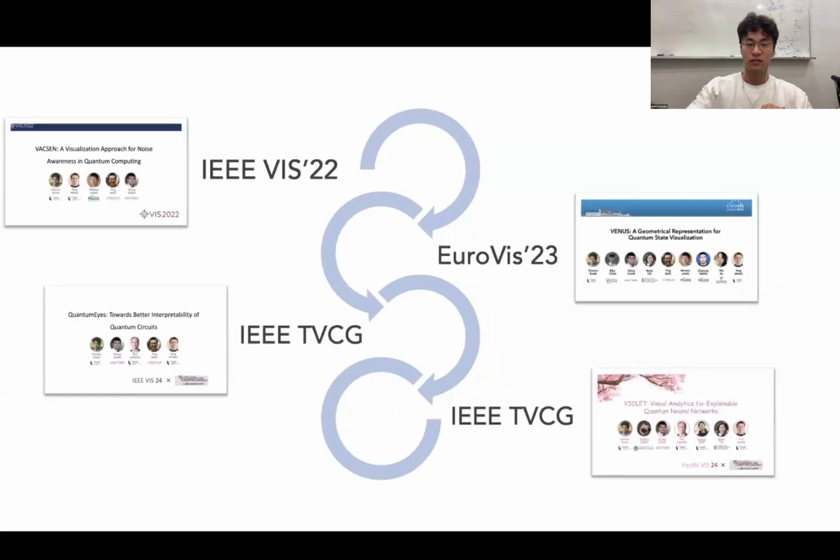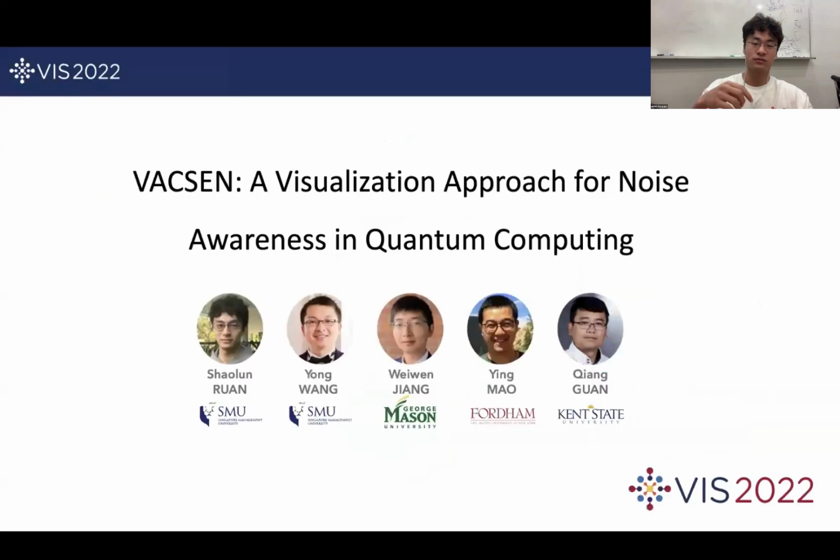I published all of the four works at top conferences in the visualization field and human-computer interaction. The venues listed here, including EuroVis and IEEE TVCG, are all top conferences and journals. I'll start with the first one, called VACSEN, a visualization approach for noise awareness in quantum computing. This work was done in collaboration with my amazing collaborators from George Mason University, Fordham University, and Kent State University.